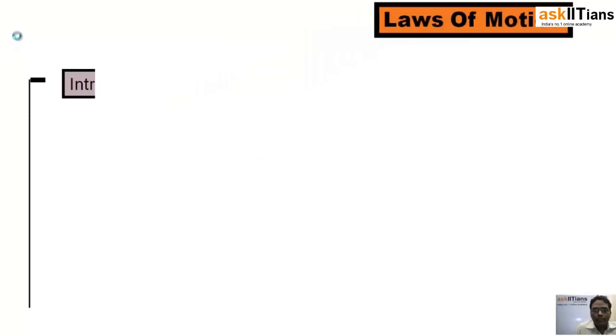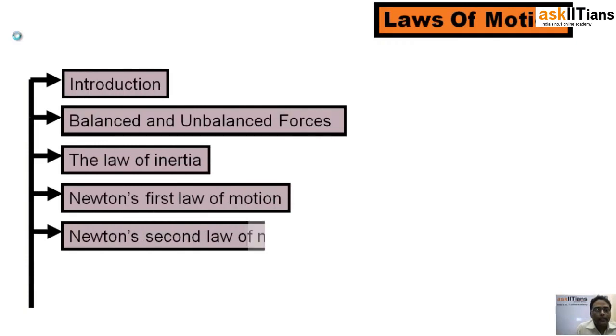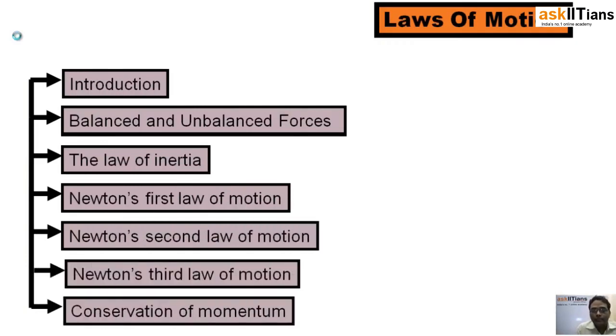Laws of motion basically can be bifurcated into these parts: introduction, balanced and unbalanced forces. We'll first introduce the topic, then we'll further bifurcate and understand what are known as the balanced and the unbalanced forces. How do you differentiate between the two? Once we understand balanced and unbalanced forces, we'll go further and talk about the law of inertia. Inertia is the first law basically, but we have segregated it.